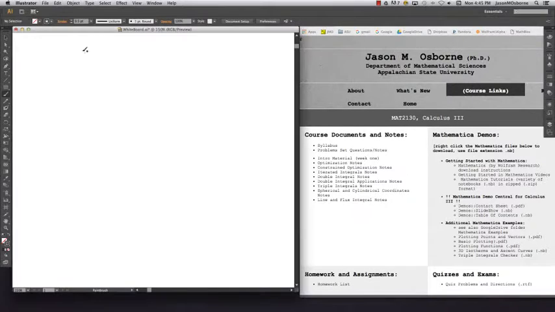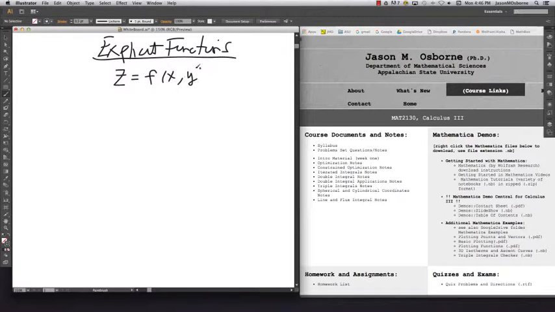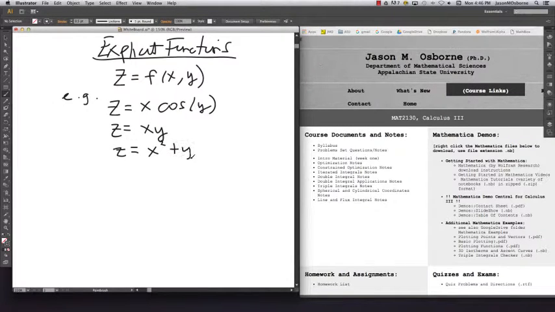In this video, we are going to talk about explicit functions, explicit functions in Calculus 3. What this looks like for us is something like z is equal to a function f of x and y. An example of this should look familiar to you from Calculus 1. For example, you could write z is equal to x cosine of y, or z is equal to xy, or z is equal to x squared plus y squared.